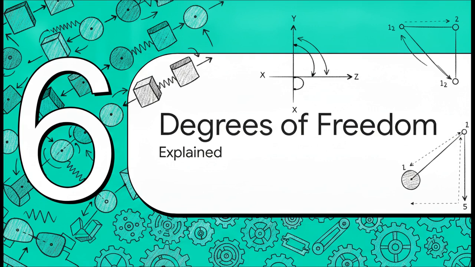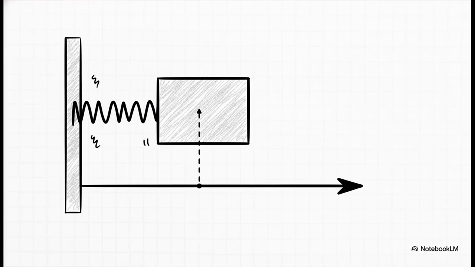Finally, let's wrap up with Section 6, Degrees of Freedom Explained. How do we organize all these equations? A good rule of thumb for engineers is this. A degree of freedom simply refers to the number of coordinates required to completely specify the configuration of a system at any given moment. If you only need one coordinate to know exactly where the mass, spring, and damper are, congratulations, you have a simple single degree of freedom system.